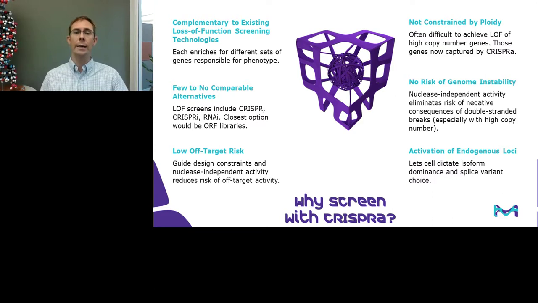With CRISPR activators, there's really little to no risk of genome instability from double-stranded breaks, again, because there's no cutting. And when performing knockout screening using a cancer cell line, sometimes you have to worry about the ability to completely knock out high copy number genes. And this really isn't a concern for activation screens. And by activating transcription at the endogenous locus, instead of transgenic overexpression of a gene, for example, of a defined isoform, CRISPR-A allows the cell to dictate isoform expression and splice variation.